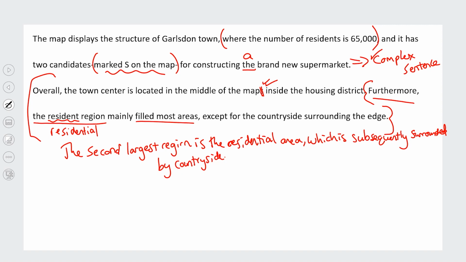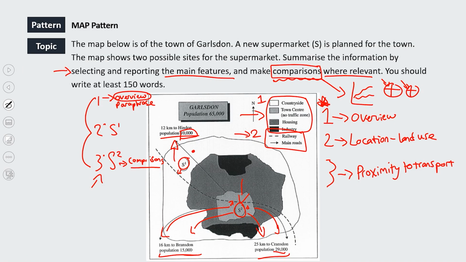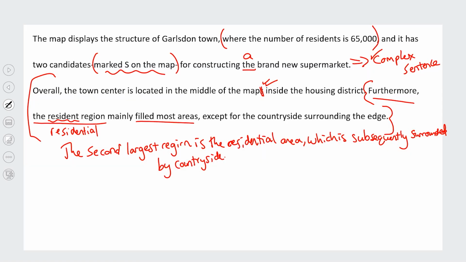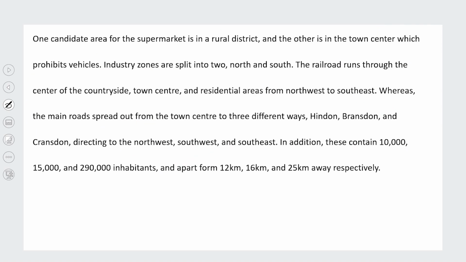So I think what I would want to see from this overview is I would have written the two kind of, you know, position one, S2 supermarket is in the middle of the town center, centrally located, close to a railway, while the second candidate, S1, is in the northeast of the map and is proposed in the underdeveloped rural countryside. Okay, I think that would have been a better overview. That's what I would have been looking for. Overall, I think this is quite a solid overview and quite a solid introduction. Let's look and see what they do next.